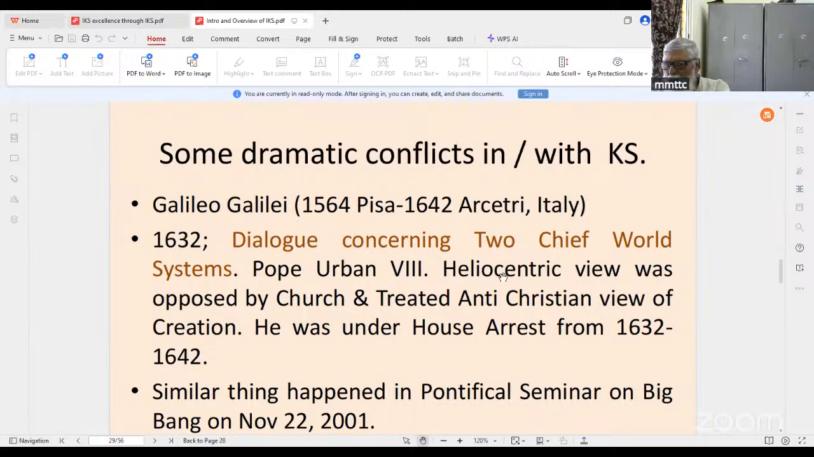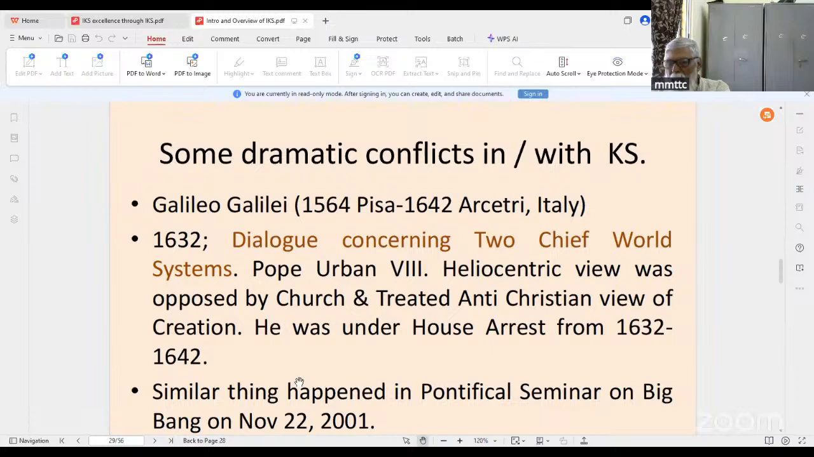which is called the heliocentric view. That is, helios means sun, sun-centric view. But that was opposed by Pope Urban VIII, who was head of the Vatican. His idea was that because the Bible says Earth is the center, the sun revolves around it. So his view was treated as anti-Christian, and he could have been put to death, but because he was already famous, they didn't kill him. They said, from 1632 till you die, you are under house arrest. So that's how Galileo died eventually, 10 years after that.